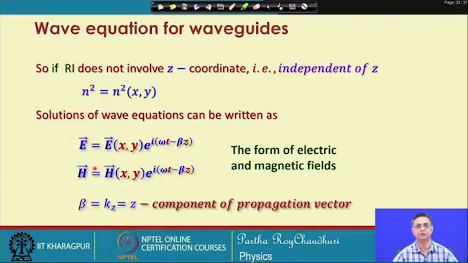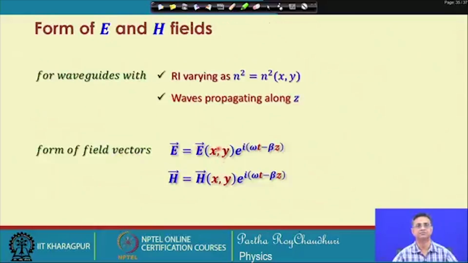So, this is the form of the electric and magnetic field. These two forms will be used. We can further simplify. We will see later that if it depends on only x or only y, then it will be even simpler. And here what we have used, that beta is the z component of the propagation vector. So, that is a general notation we have already introduced, that beta equal to k z, because the wave propagates along the z direction.